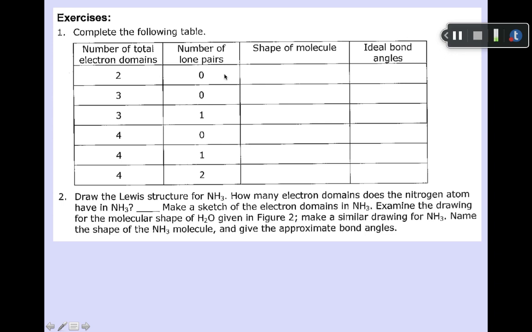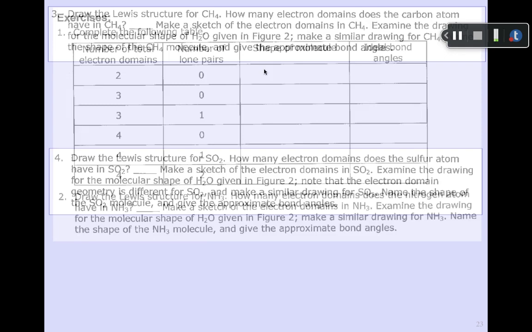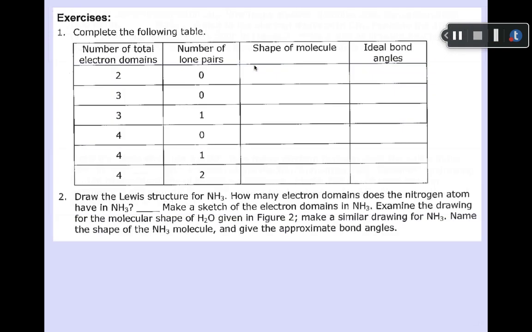Whenever you have two electron domains and no lone pairs, as we discussed in class today, the shape of the molecule is going to be linear, and the bond angles should always be 180. That's the expected bond angles. You don't have to know about any that aren't.